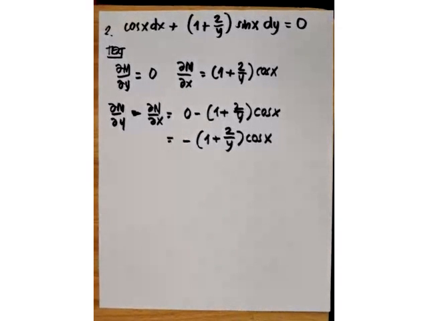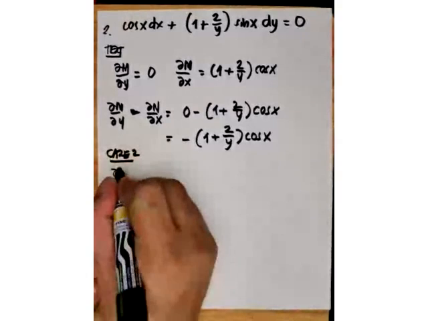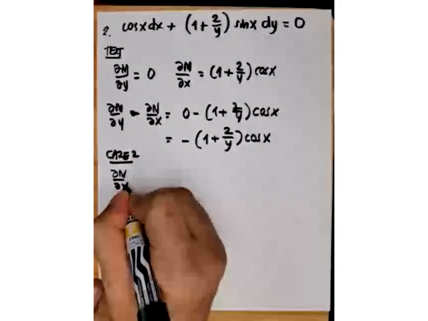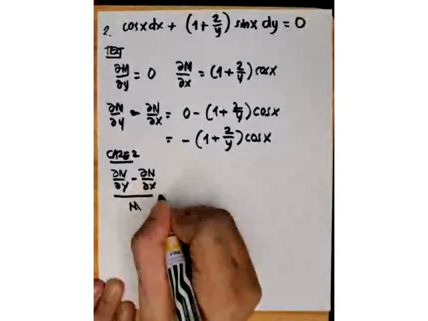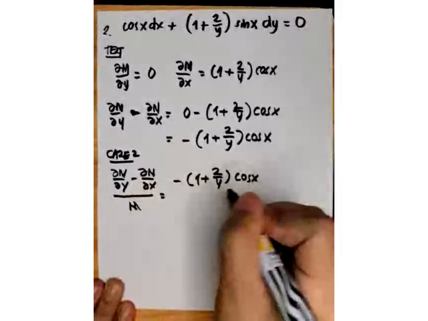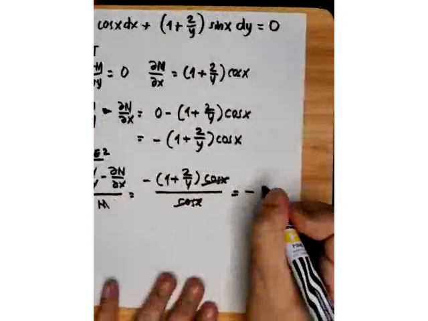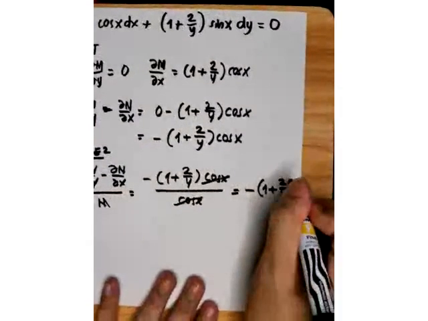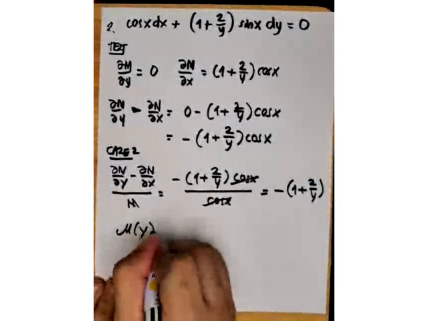Hindi ko nabasa. Case number 2. So hindi divide natin ay yung n. So since it's case 2, so the partial derivatives over m. So that's equal to negative 1 plus 2 over y cosine x all over cosine x. So cancel. So we'll have negative 1 plus 2 over y. So to get the integrating factor, so that means it's case 2, it's y.